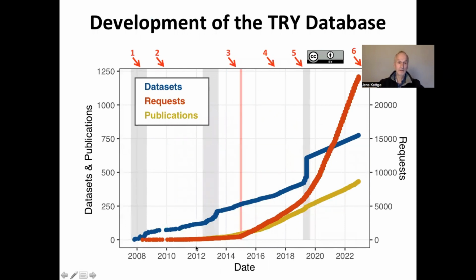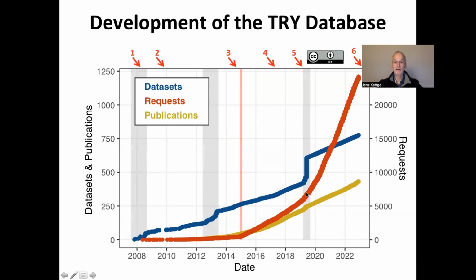The development of the TRY database started in 2007 with a call to the community to contribute data sets. In blue, you here see the number of data sets integrated into the TRY database over time. The gray bars indicate calls to the community to contribute new trait data sets. The red line indicates data requests. It starts slow, but then in 2014, 2015, we decided to allow people to make their data sets public via TRY, and this increased the number of data requests a lot.